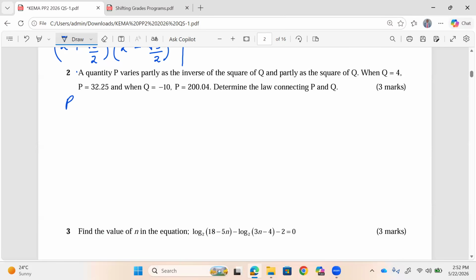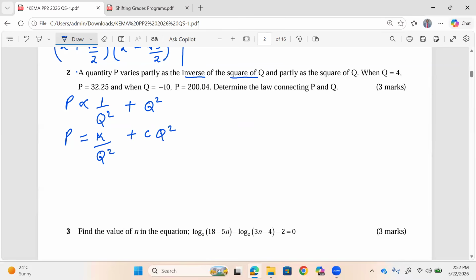The quantity P varies partly as the inverse of the square of Q. Inverse means the reciprocal, the square of Q, and partly, so we add as the square of Q. Then now we can say P, we do away with the symbol of proportionality, and we introduce an equal sign together with two constants. So the first constant can be K, K multiplies 1 over Q squared, plus another constant C, which should now multiply Q squared.